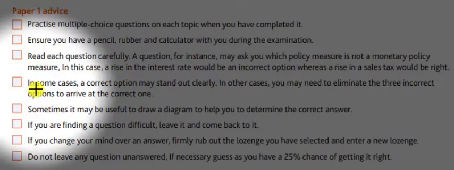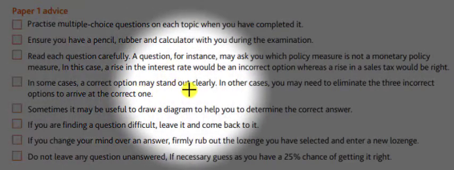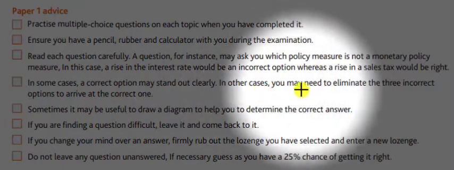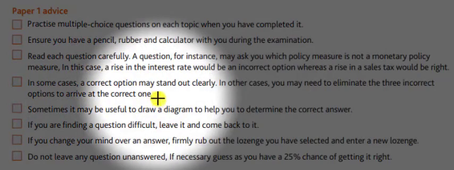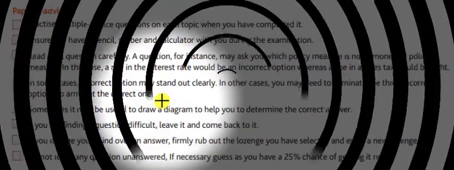Next advice is, in some cases a correct option may stand out clearly. In other cases you may need to eliminate the 3 incorrect options to arrive at the correct one. I hope you remember the technique I shared with you. I have made a YouTube video on that as well, and I will include the link of that video here in this video as well. So do watch that video and follow that technique where I teach my students to first read the question carefully and then try to eliminate those options which cannot be the correct answer.